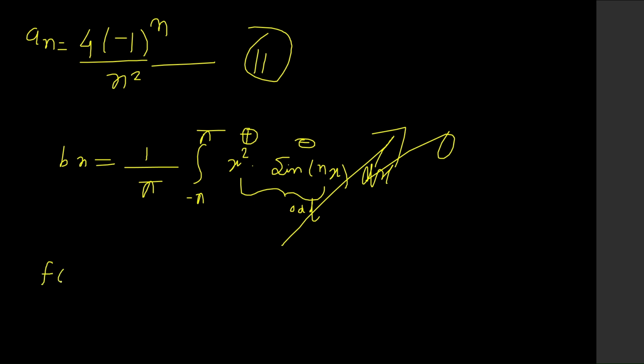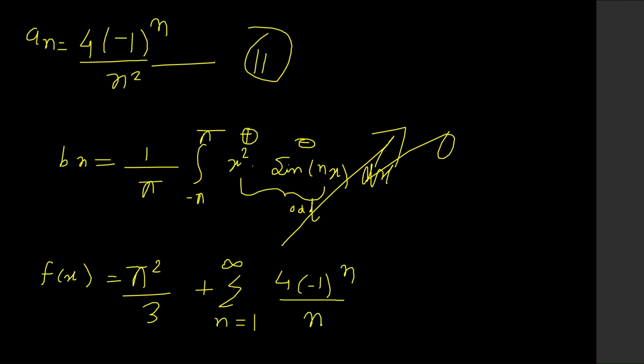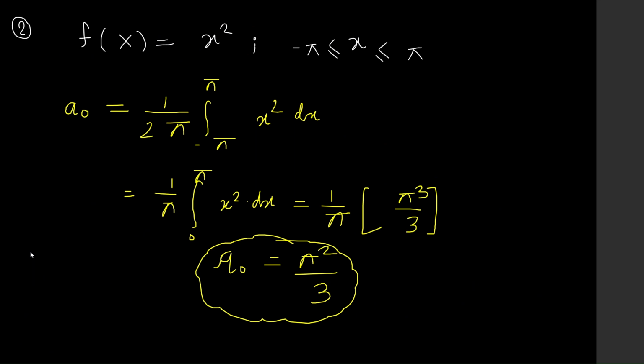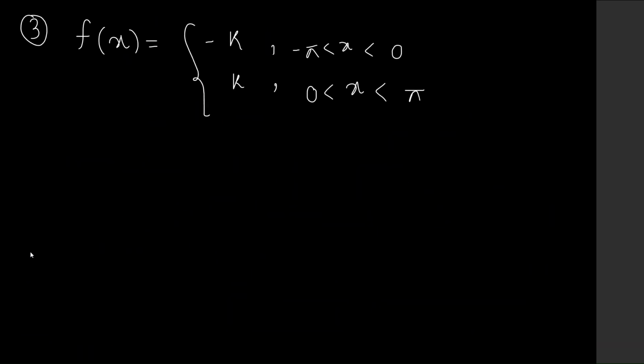So we will get f of x as pi square upon 3 plus summation n equals 1 to infinity of 4 times minus 1 to the power n upon n square, cos nx. And here we have our answer. So this is our Fourier series representation of our function x square for the limit minus pi to pi. Now moving ahead to our next question, and I think this will be our final question for this lecture.